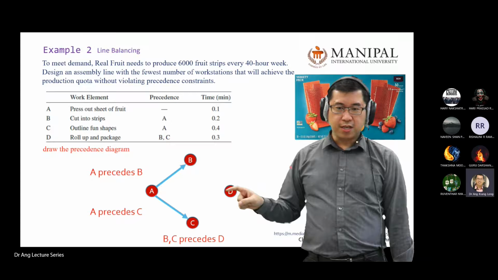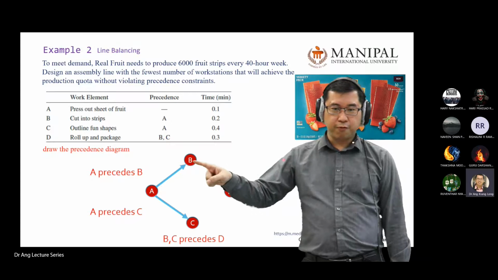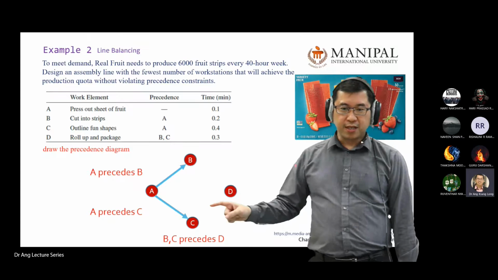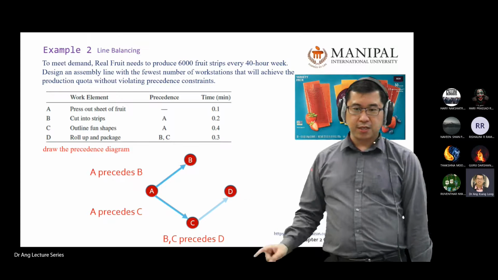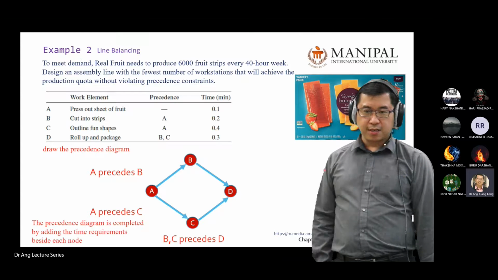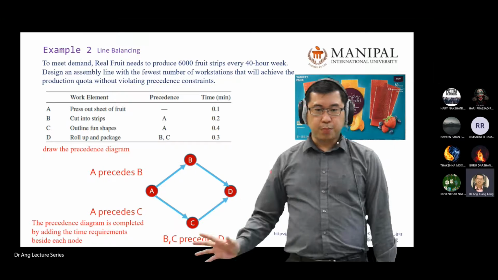So D needs B, so draw an arrow from B. You need C, draw an arrow from C. Okay. This is a complete precedence diagram.